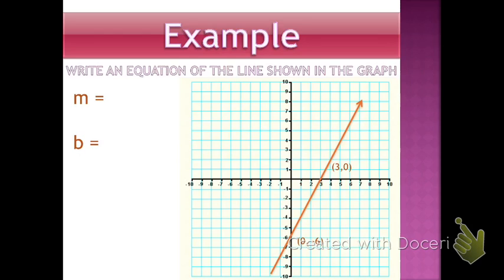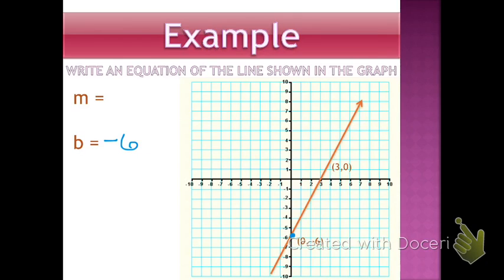We can also do this from a graph rather than from a verbal description. In a graph, remember that you can find the y-intercept by finding the place that the line crosses the y-axis. In this case, it would be right here at 0, -6. So that means that the b value would be -6.